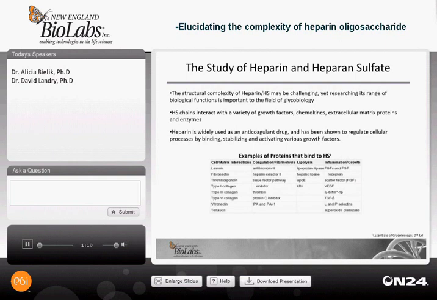The structural complexity of heparin and heparan sulfate may be challenging. However, researching its range of biological functions is important to the field of glycobiology. This is due to the fact that heparan sulfate chains can bind to a variety of different proteins, as you can see in the chart below, including a variety of growth factors, chemokines, extracellular matrix proteins, and enzymes. In addition, heparin is widely used as an anticoagulant drug. It's been shown to regulate cellular processes by binding, stabilizing, and activating various growth factors.